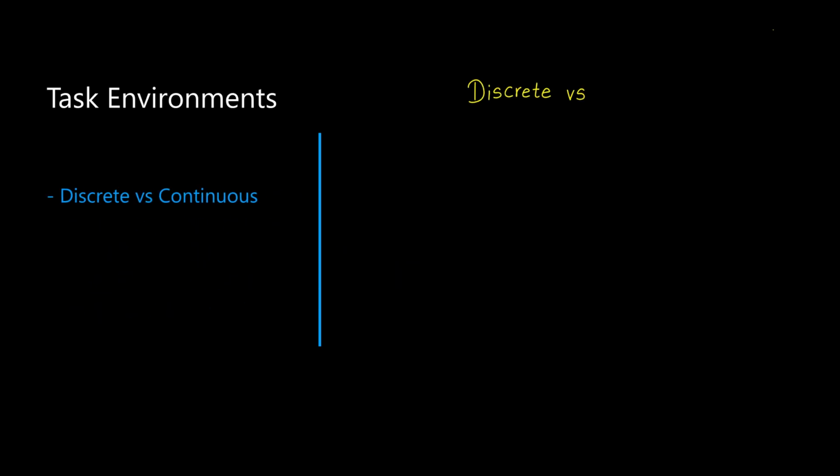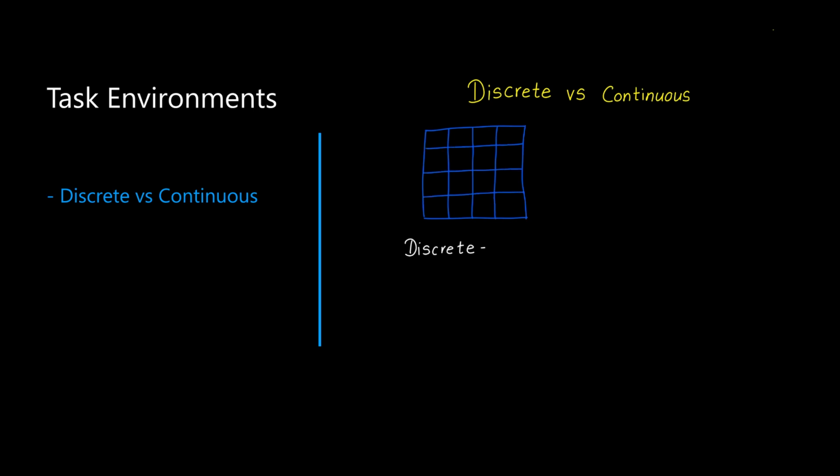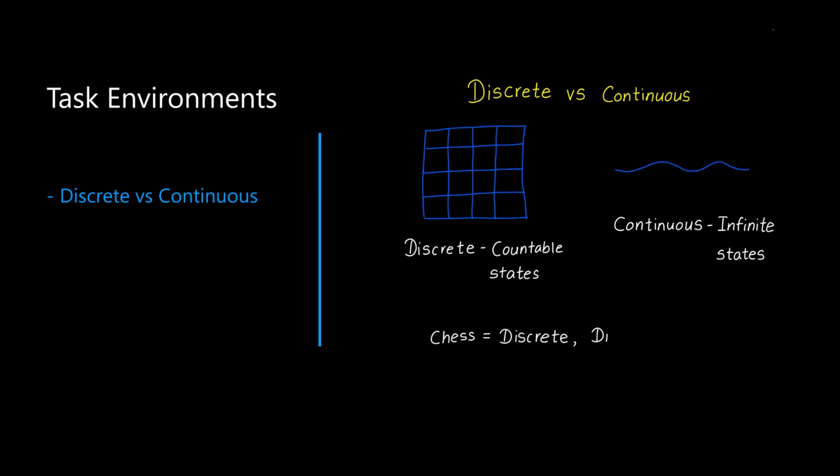Discrete environments have finite countable states and actions. Chess has many states, but they're all distinct positions. Continuous environments have infinite possible states. Driving a car involves continuous variables like speed and steering angle. This distinction affects which algorithms work best.